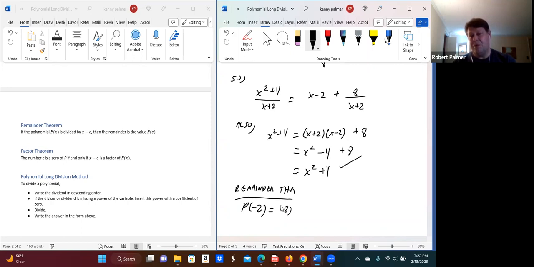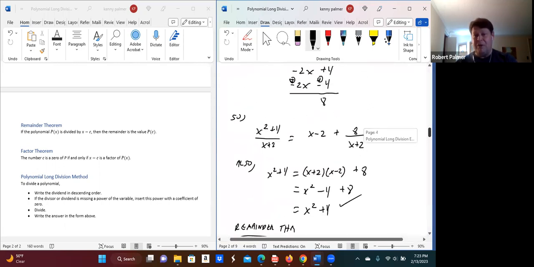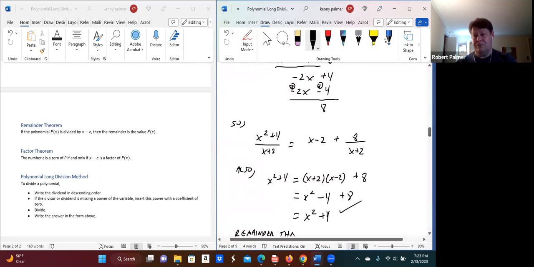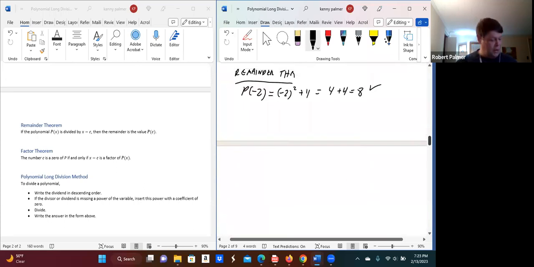This will be negative 2 squared plus 4. And of course, that's going to be negative 2 squared is 4, then plus 4 is equal to 8, okay, as it should be. Now here, the factor theorem doesn't work for me because we don't know what a factor is. Since we did have a remainder, then x plus 2 is not a factor. Okay, if it was, then there'd be no remainder. Okay, let's see what's next.